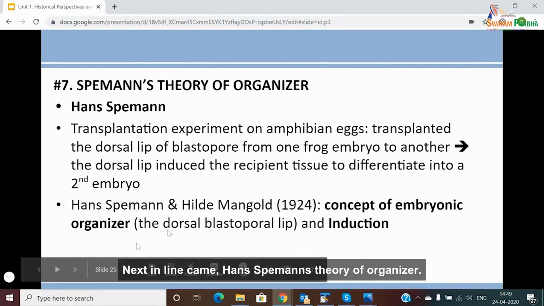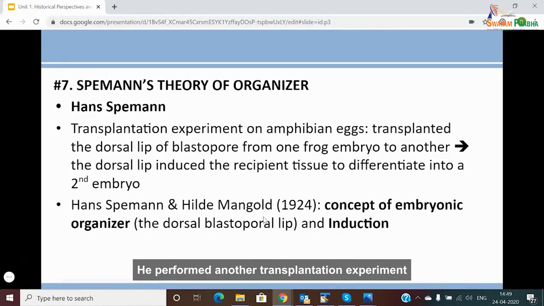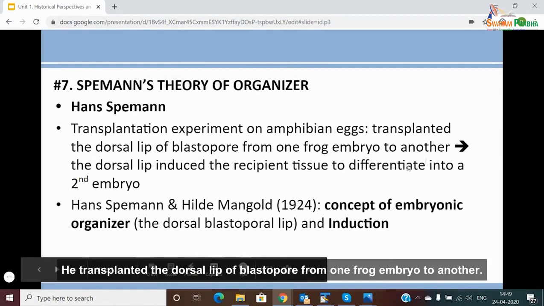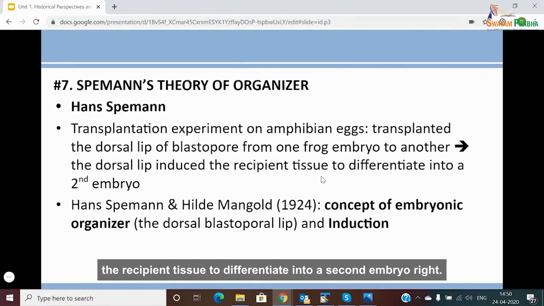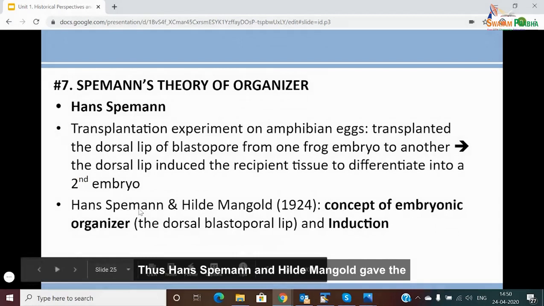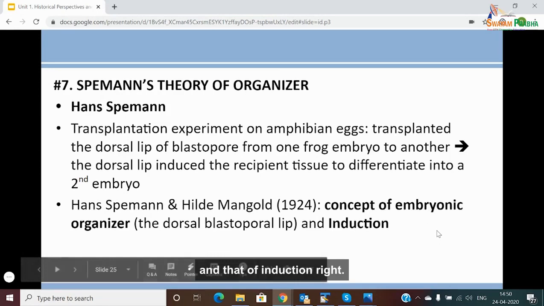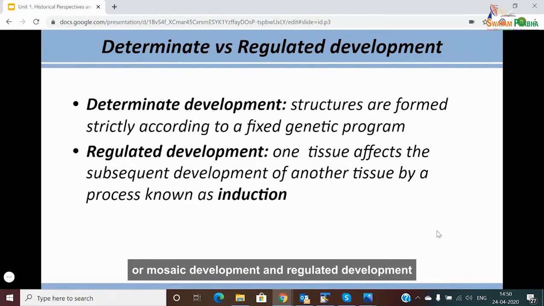Next in line came Hans Spemann's theory of organizer. He performed another transplantation experiment on amphibian eggs. He transplanted the dorsal lip of the blastopore from one frog embryo to another, and the result was that the dorsal lip induced the recipient tissue to differentiate into a second embryo, right? Thus, Hans Spemann and Hilde Mangold gave the concept of the embryonic organizer, which is the concept of the dorsal blastoporal lip, and that of induction, right? So now, students, we can differentiate between determinate or mosaic development and regulative development.